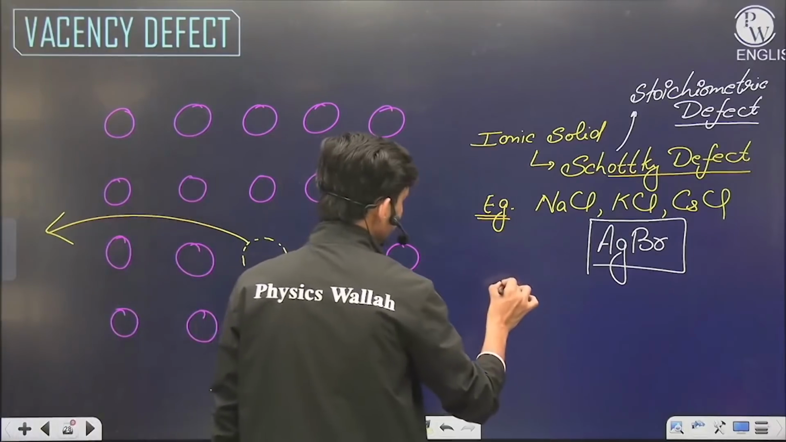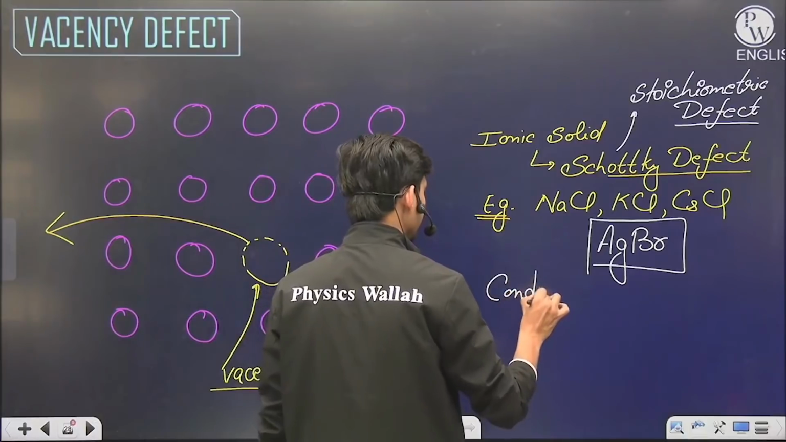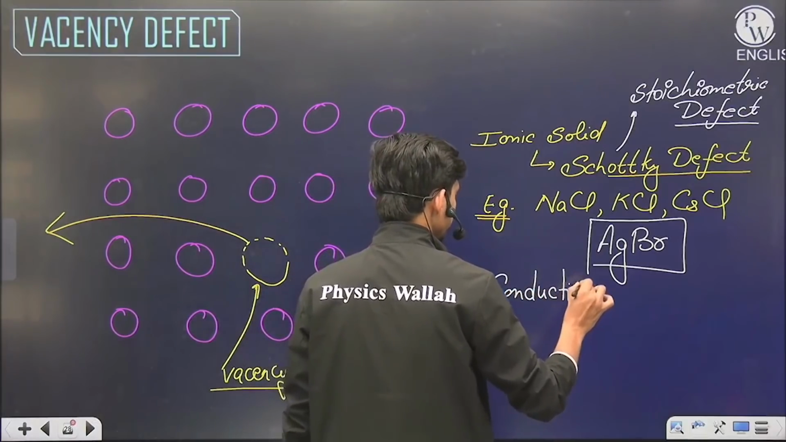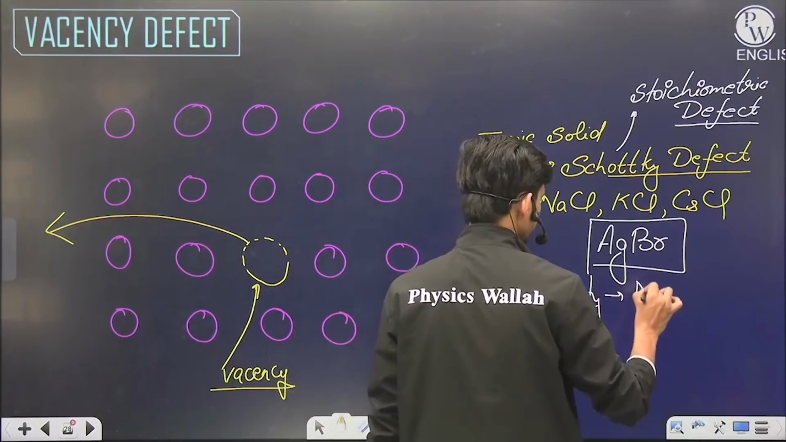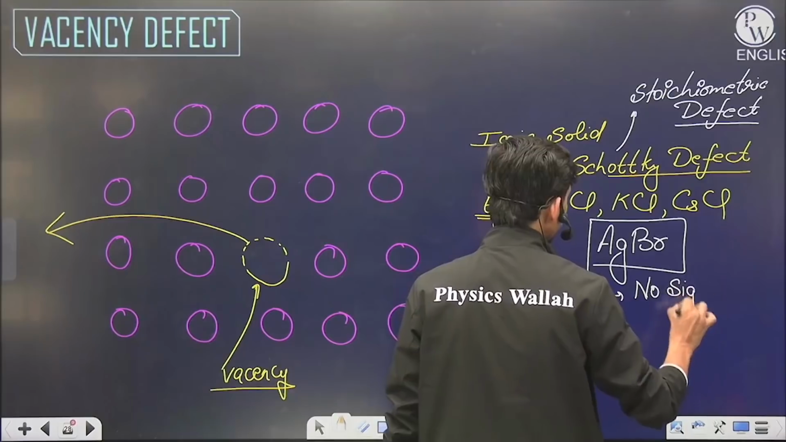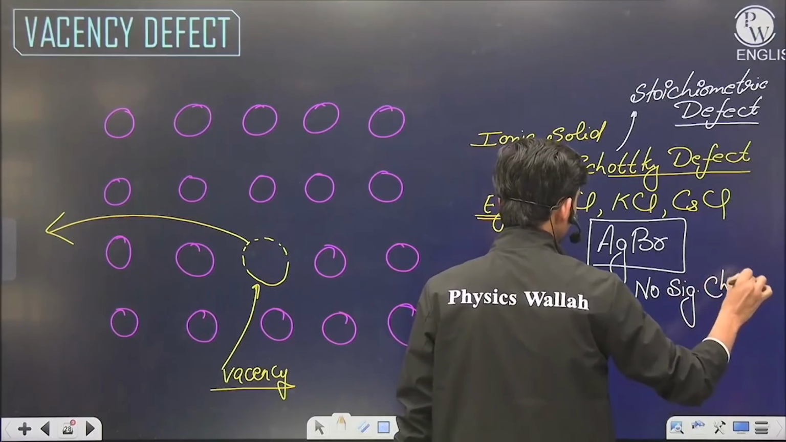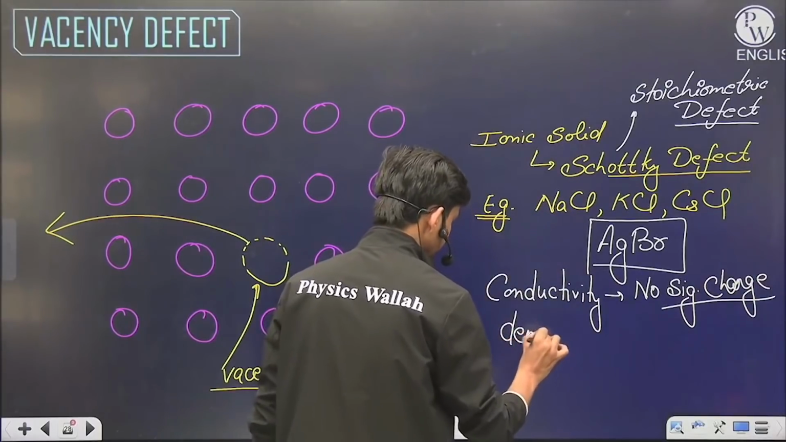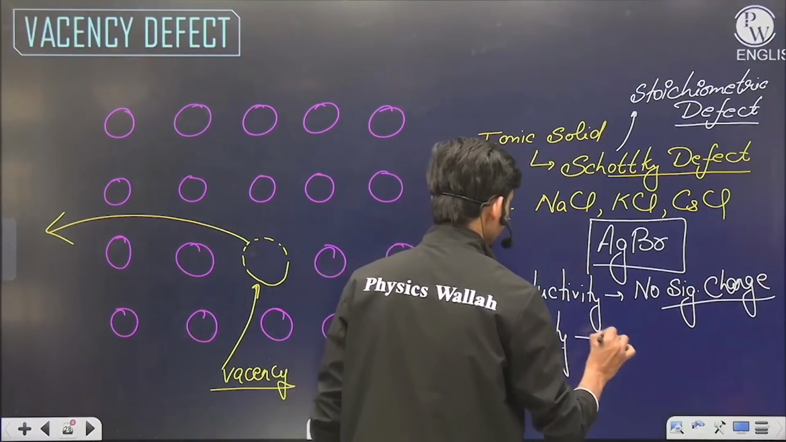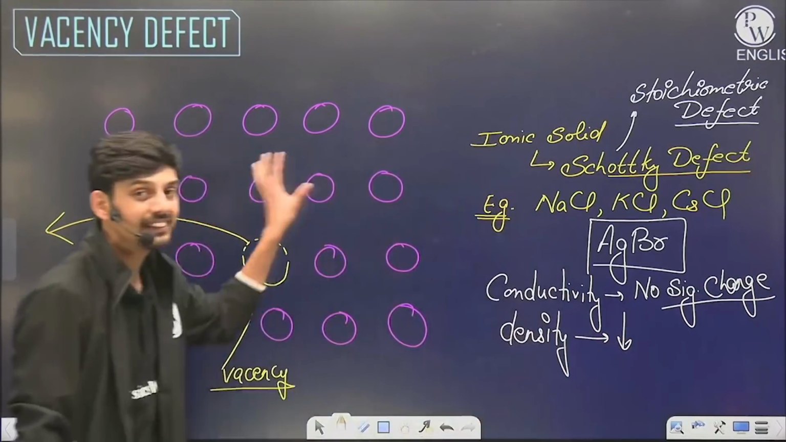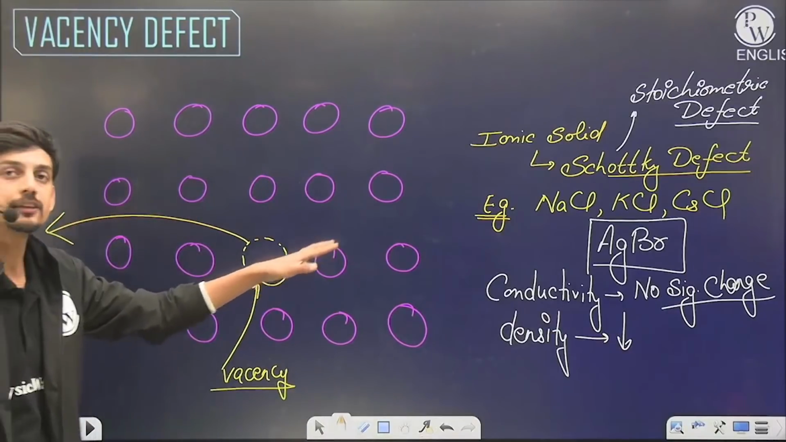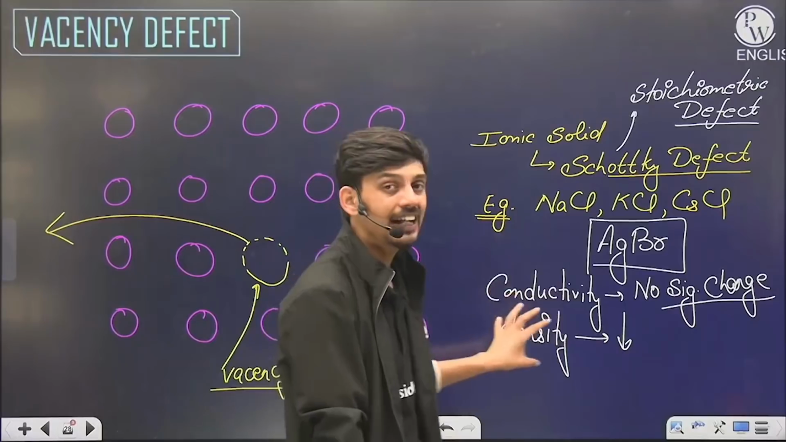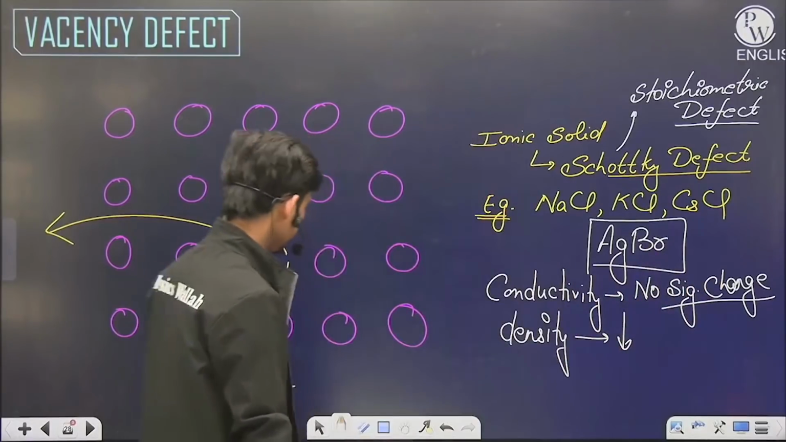And this does not change conductivity by a significant amount, because the ion is missing and the rest of the ions are fixed at their positions. But this definitely decreases the density, because some of the mass is missing but the space is there. That's why density is decreased in case of such defects.